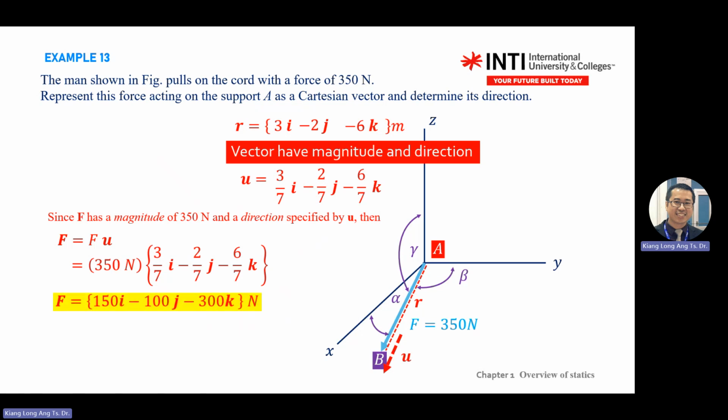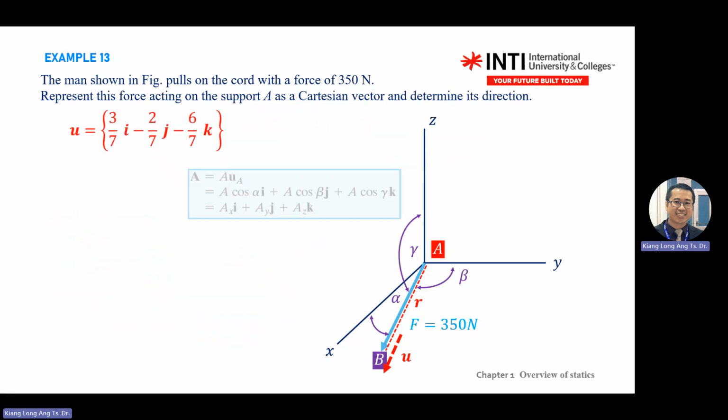Okay. Can follow. Any questions so far? Make sense? What about angle? Angle, you need to refer to the previous class slides, which is the cos alpha equal what? Cos beta equal what? Cos gamma equal this one. Okay. So I record this one.